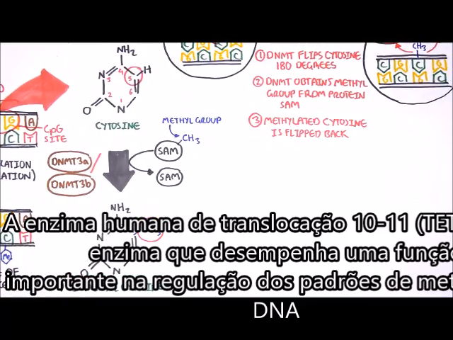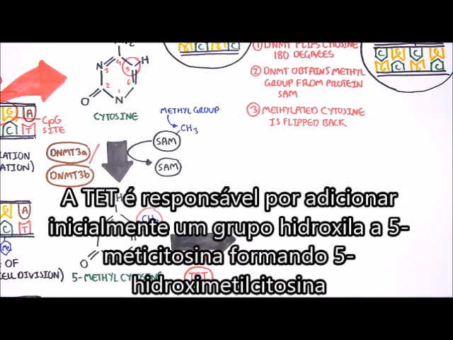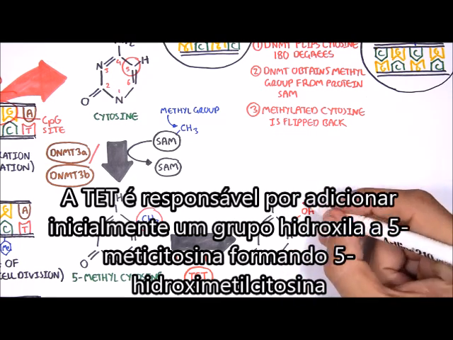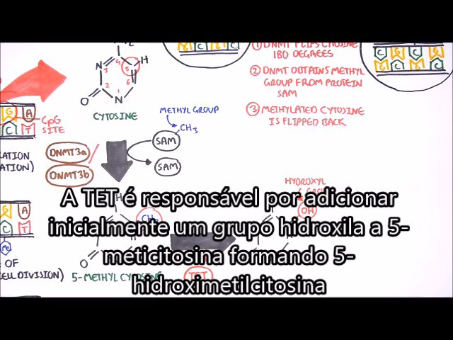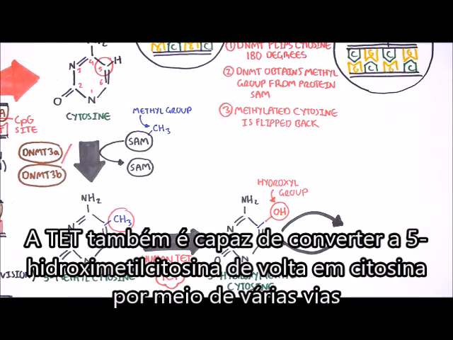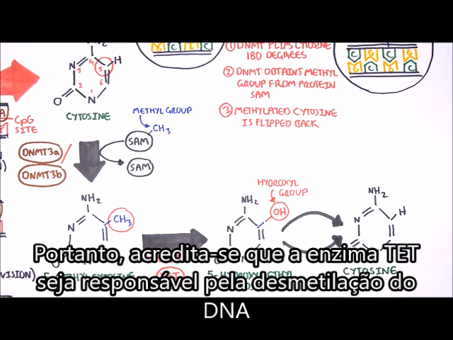Human TET, which stands for ten-eleven translocation, is another important enzyme that has a role in regulating DNA methylation patterns. TET is responsible for adding a hydroxyl group, initially to 5-methylcytosine, forming 5-hydroxymethylcytosine. The TET enzyme is also able to convert 5-hydroxymethylcytosine back to cytosine through several pathways. Therefore, the TET enzymes are thought to be responsible for DNA demethylation.